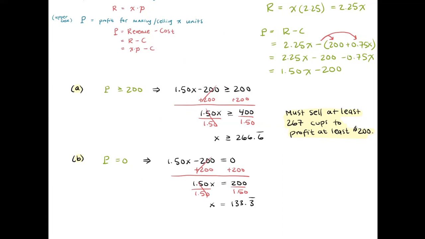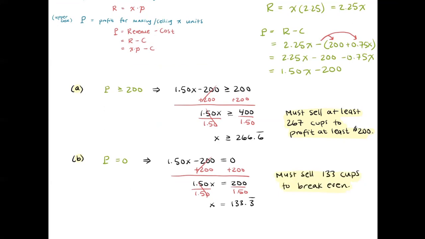Now, rounding here, it's a little weird. You can either round down or up. It doesn't matter much. If you sell 1 extra cup, you won't quite break even. If you sell 133, you won't quite break even. So, there's no real rule with this, in my opinion. So you can say one way or the other. So let's say we must sell, I'll just round down, 133 cups to break even. But if you wrote 134, because that makes more sense to you, then that is fine as well.